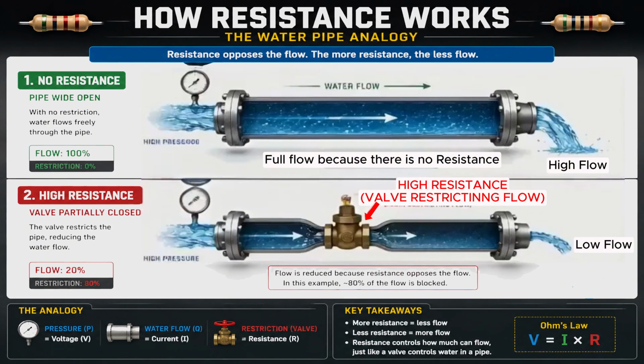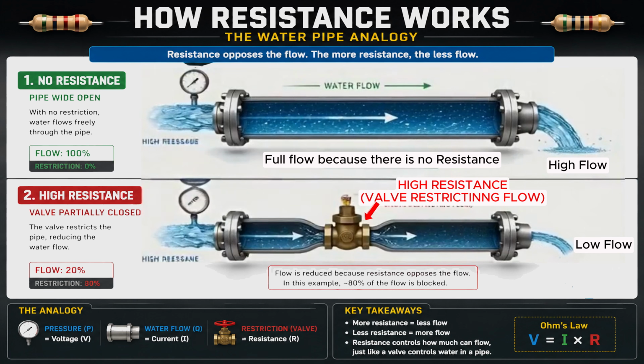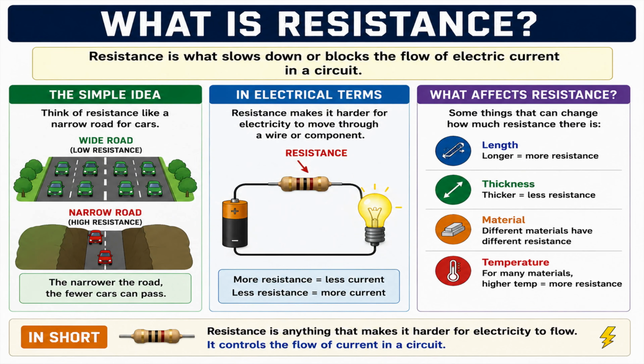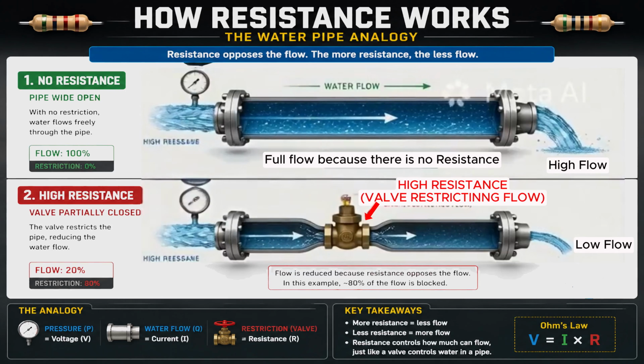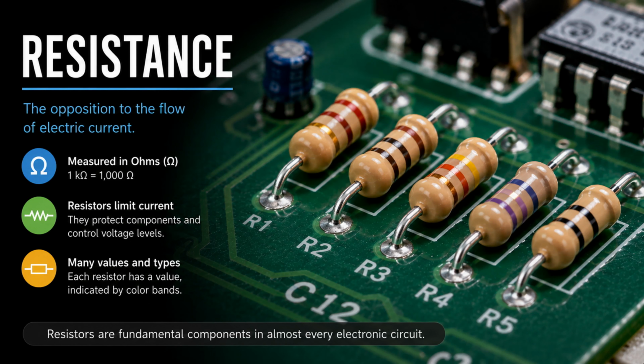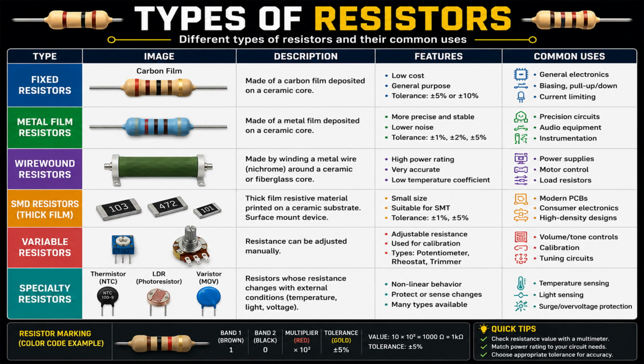So just as with water in a pipe, if you have a shut-off valve, the more you turn the valve to shut it off, the less water will flow. Same thing with electricity. The higher the resistance, the less current will flow. To achieve resistance in a circuit, we use components called resistors. Resistors are just electrical components that are designed to create resistance in a circuit, pretty much to control and limit the flow of electric current.